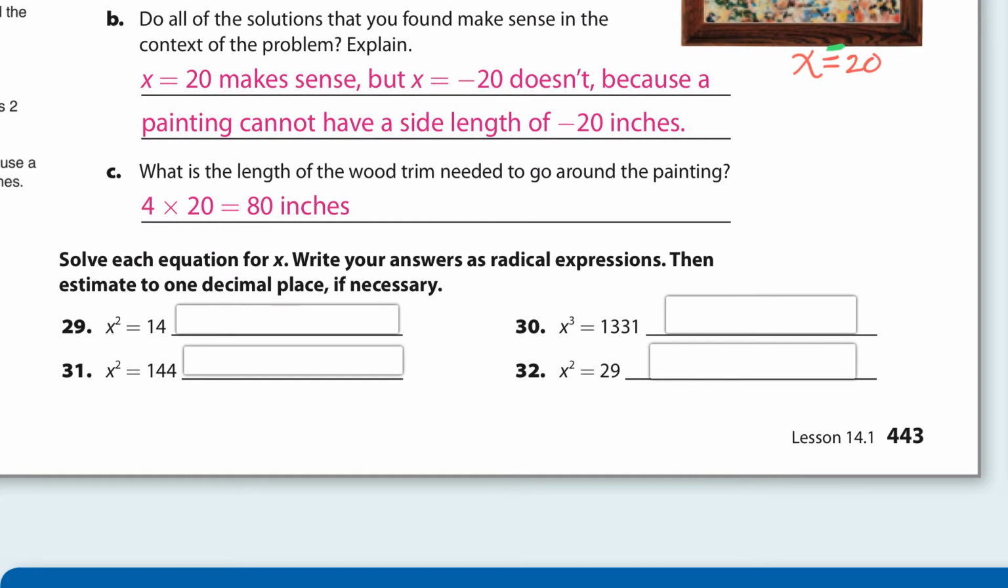Next, solve each equation for x, write your answers as radical expressions, then estimate to one decimal place if necessary. Okay, so what number times itself is 14?